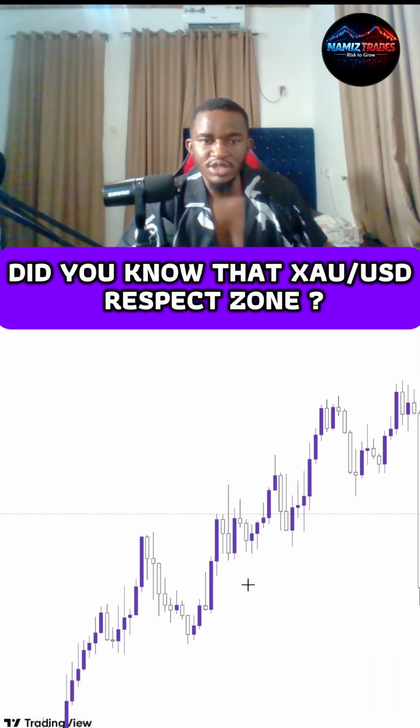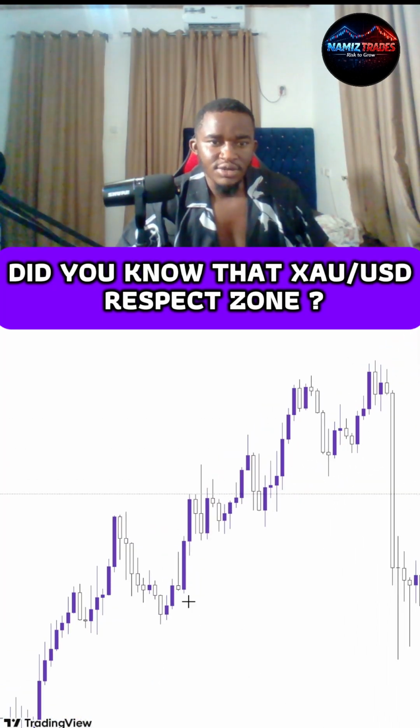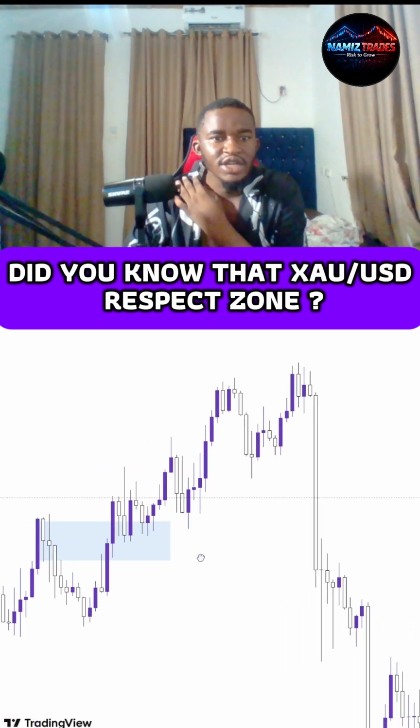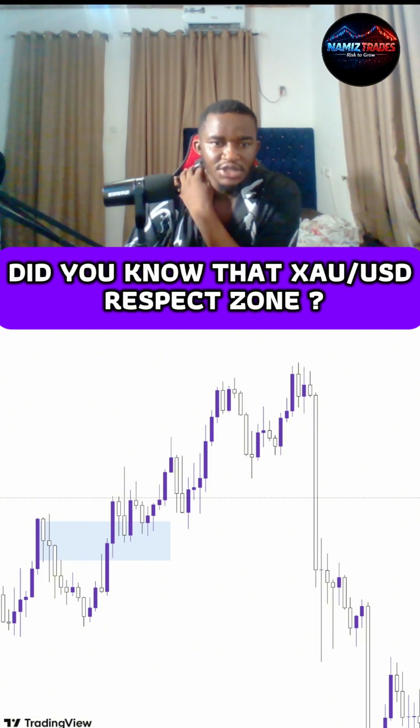The price pushes to this side. Then you respect this zone again. Those people that trade this particular strategy, once the market respects the zone, you enter, and it's very, very good for gold. Then the reason why this one does not respect is that it changed character.